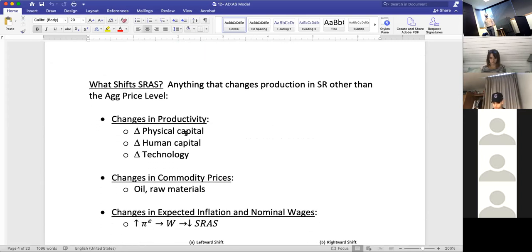All right, what shifts short-run aggregate supply? Now that we've understood why short-run aggregate supply is upward sloping, let's talk about things that shift it. Well, this is a change in something other than the change in the price level. Specifically, a change in productivity. All those things we talked about before in the classical model, right? A change in physical capital, a change in human capital, a change in technology.